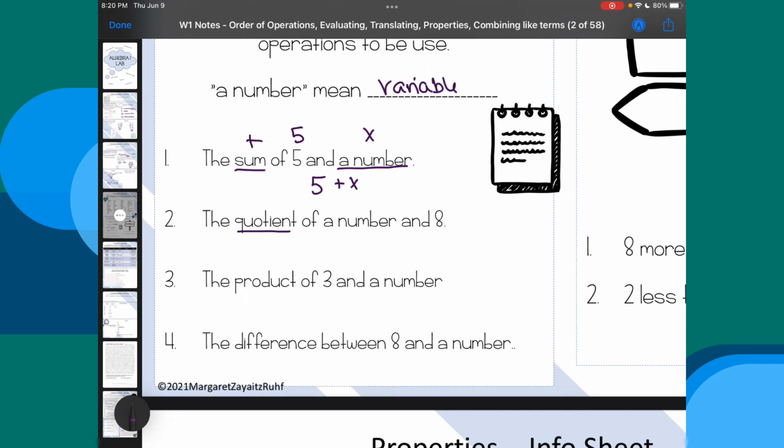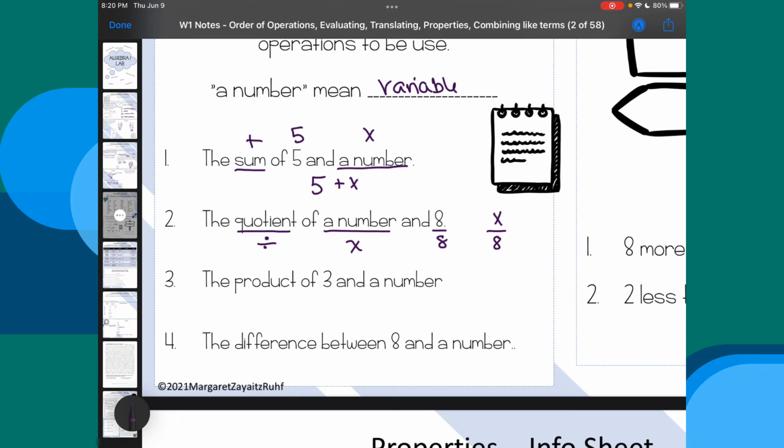Quotient. The word quotient means that we're going to divide a number, so again, let's pick the variable x, and 8. So we go in the same order. x divided by 8. Since x came first in the English sentence, we are putting x first in the division problem.